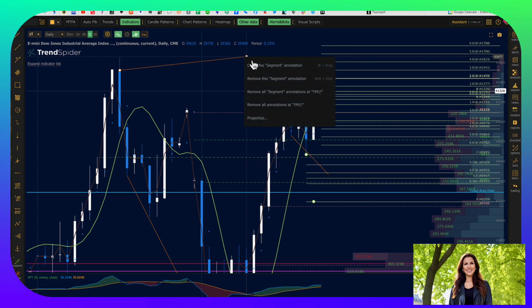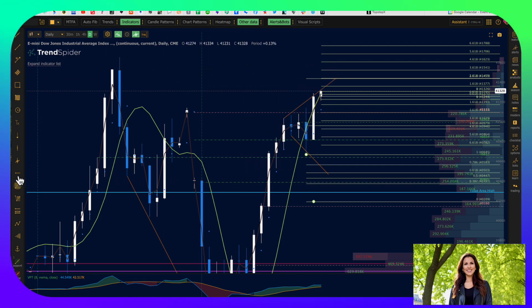And so what did I just draw there? I don't want that. We'll draw a line. So this is the edge that we're looking for, 3.618, 41,530 and some change. Looks pretty bullish to me, right?